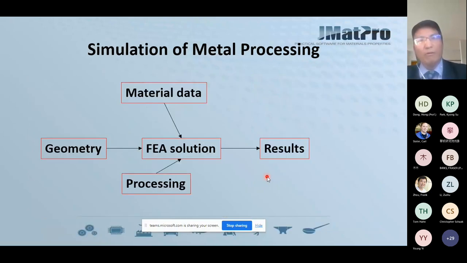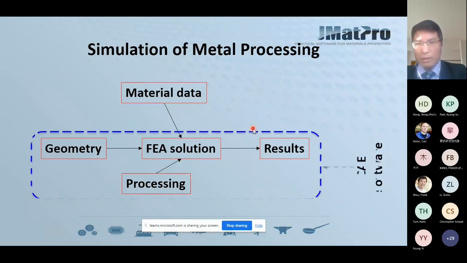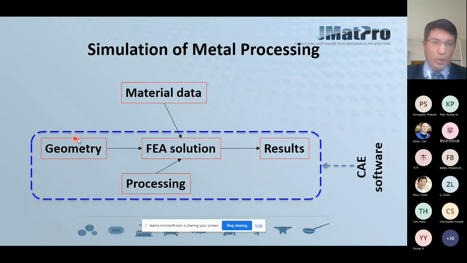The general way of doing processing simulation is like this. It is typically done using CAE packages, which deal with the geometry of your sample, your component, and processing conditions, and you get material data and put everything together into a solver of finite nature, either finite element, finite difference, finite volume, or those kinds of techniques. And then you get your results. These are the times when you see those pretty pictures.